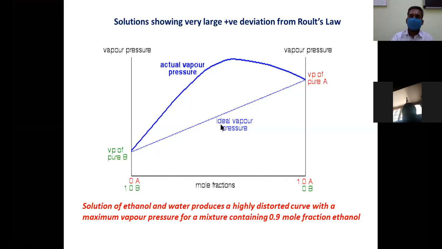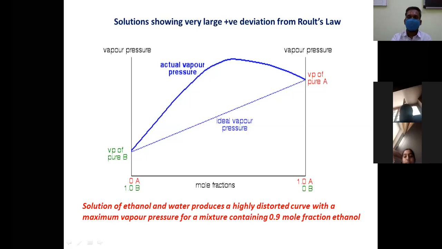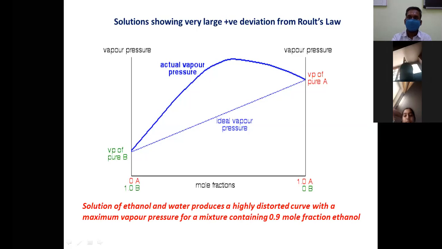Okay, so in our last two classes, we looked into the behaviors of ideal and non-ideal solutions. Under non-ideal solutions, we learned two types: those showing positive deviation from Raoult's law, the other showing negative deviations from Raoult's law. There is one more category of solution showing positive deviation. Those are the ones which have very large deviation from Raoult's law.